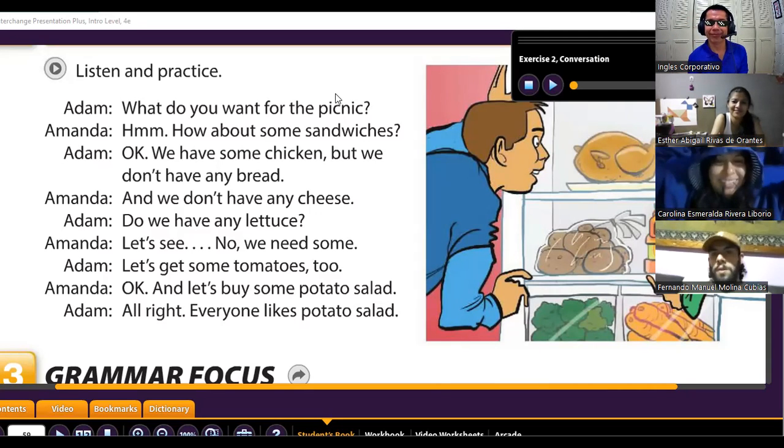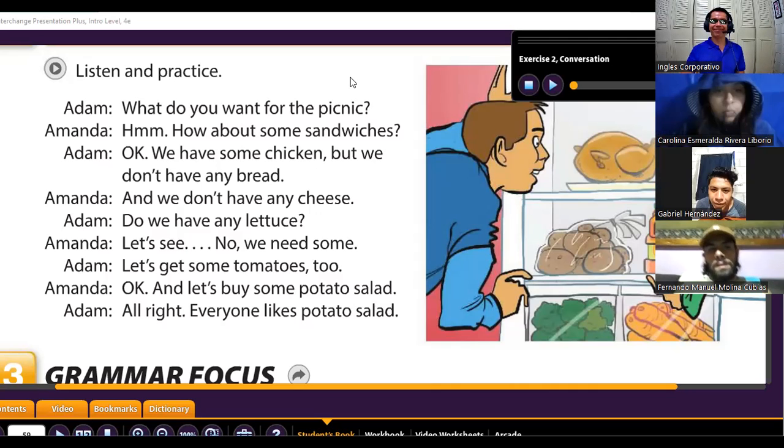What do you want for the picnic? How about some sandwiches? Okay, we have some chicken, but we don't have any bread. And we don't have any cheese. Do we have any lettuce? No, we need some. Let's get some tomato too. Okay. And let's buy some potato salad. All right. Everyone like potato salad.